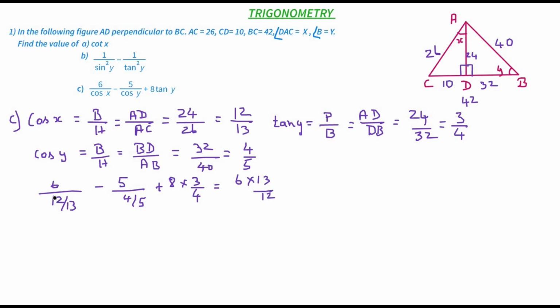Here we are using the KCF rule. Since there is a division, we will flip it around. Minus 5 times 5 by 4. Plus, this is as such, I will write 8 times 3 by 4.